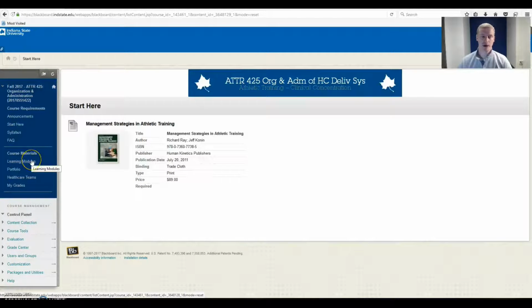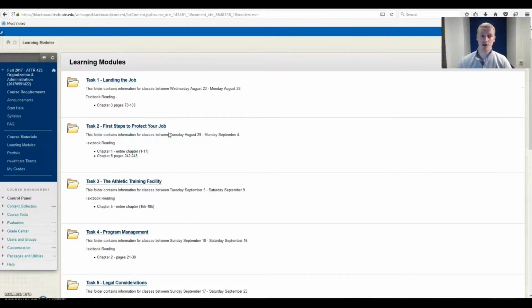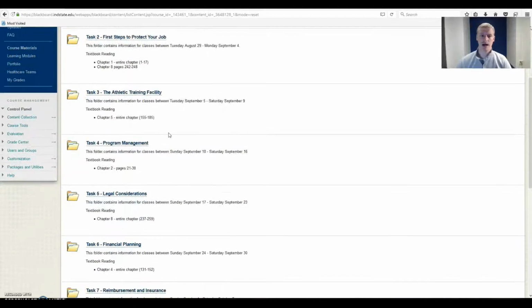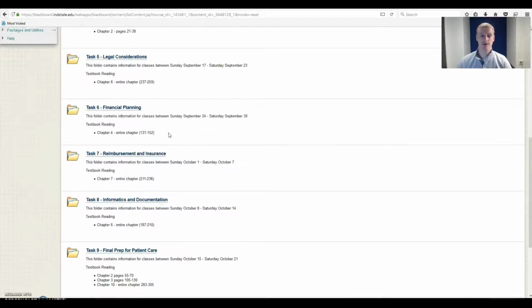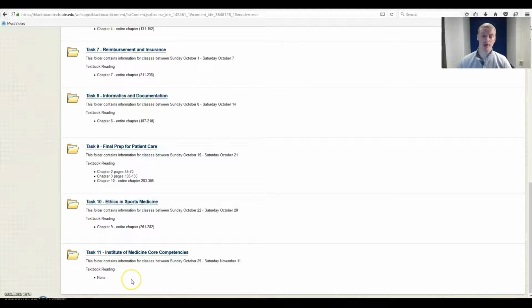Of what they're doing. So this class is a problem-based learning class, so a lot of the things are delivered online and everything is situation-based, so it's basically a simulated learning experience the entire semester. So if we go into the learning modules, each of their tasks takes them through the administration process in terms of getting a job, getting that job itself, so the human resources side, facility design, program management, risk management, financial planning, and then going into patient care and ethics.